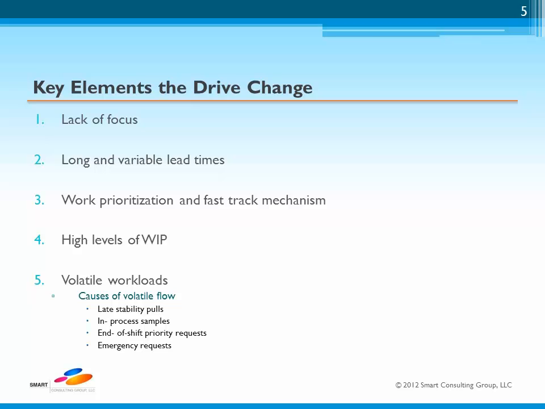A third point is work prioritization fast-track mechanism. It's frequently the case that laboratories often attempt to be flexible to accommodate the need for an early release of a particular production lot or batch. This results in an even bigger headache for the smooth operation of the laboratory due to a disruption in the rate of flow of samples through the lab.